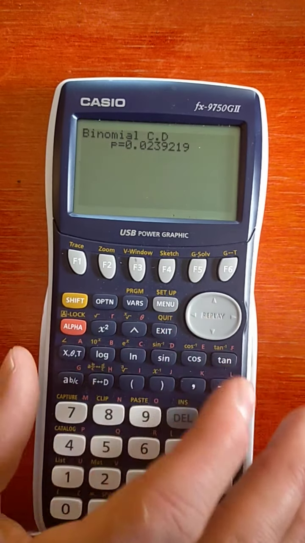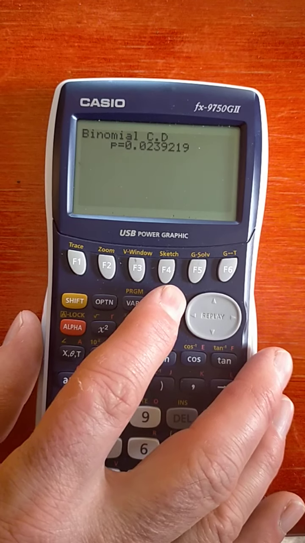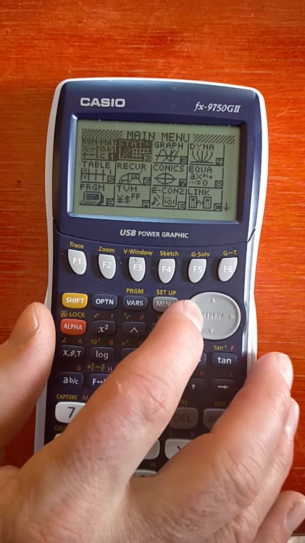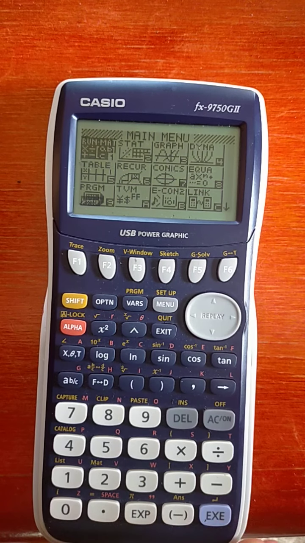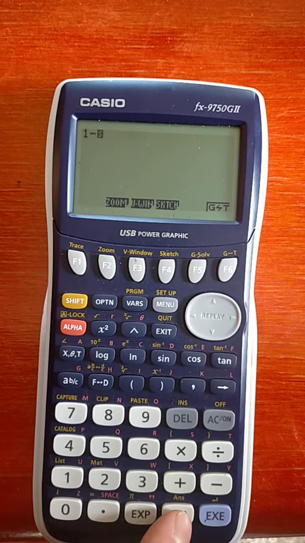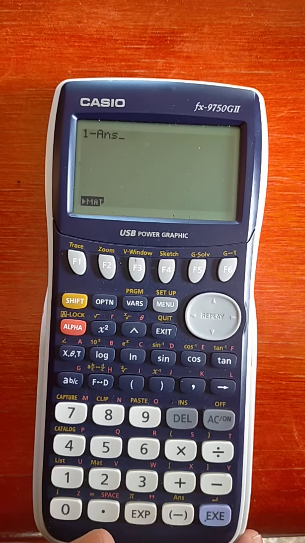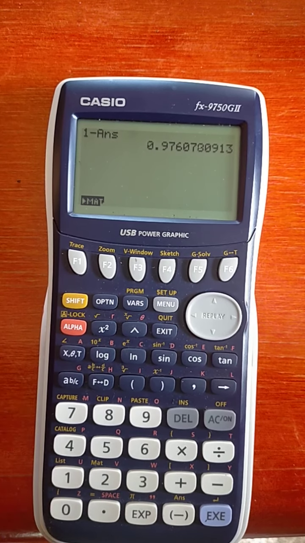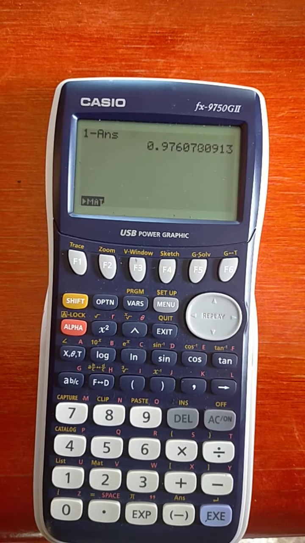And then just to keep in mind, your answer button works quite well because I really want to go 1 minus that. So I go menu, back to run, I go 1 minus, and I use my answer button, and it gives me that. Now I don't need to use the answer button, but the thing is it saves me transcribing it wrong or something like that, and I get it through. So that's all you need to know for your calculator for binomial.